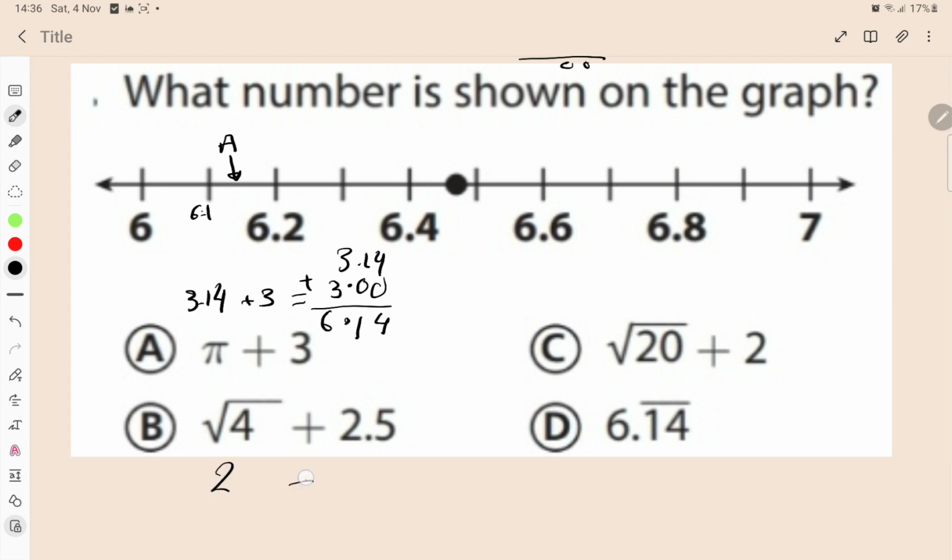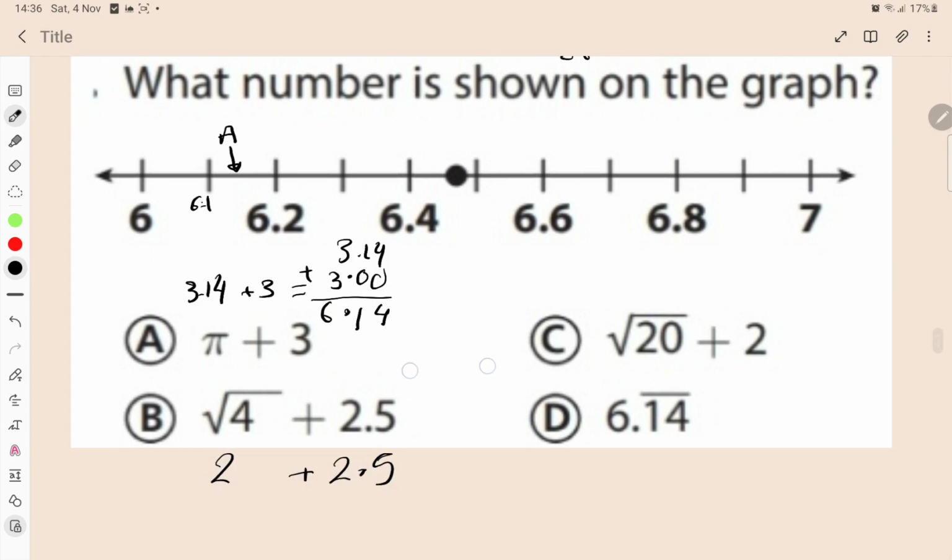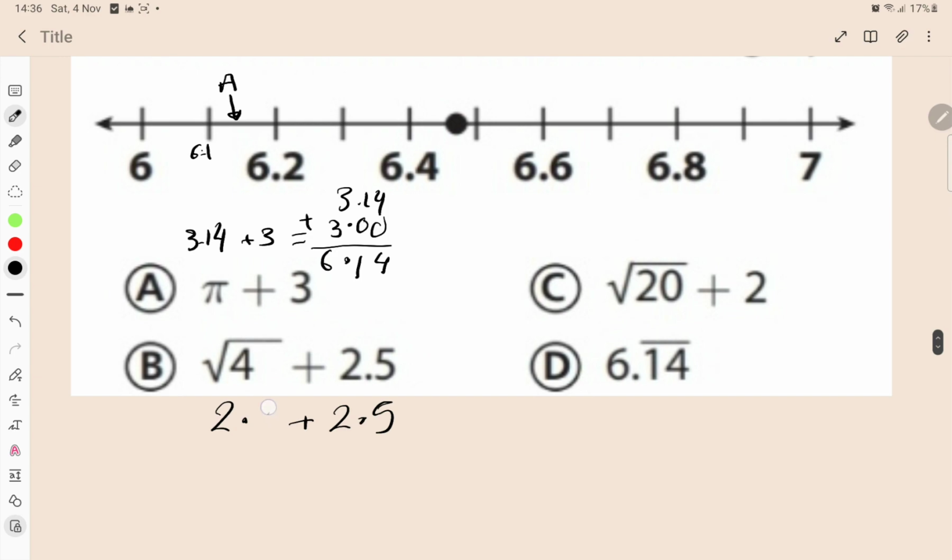But what about B? Square root of 4 is 2. 2 plus 2.5, 2 is the same as 2.0. 0 plus 5 is 5, decimal point as it is, 2 plus 2 is 4. So this is 4.5, which is before the 6. So here is B.